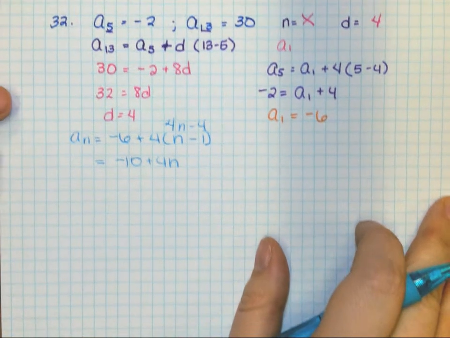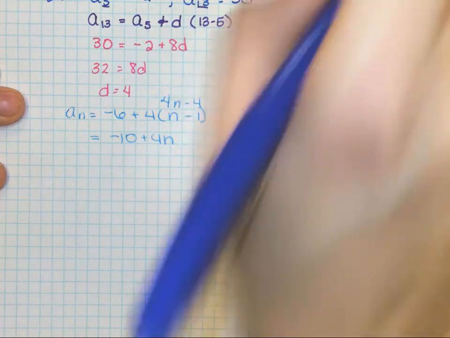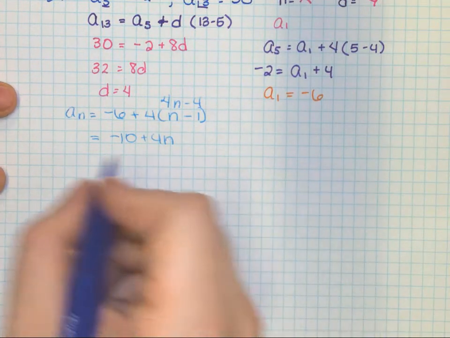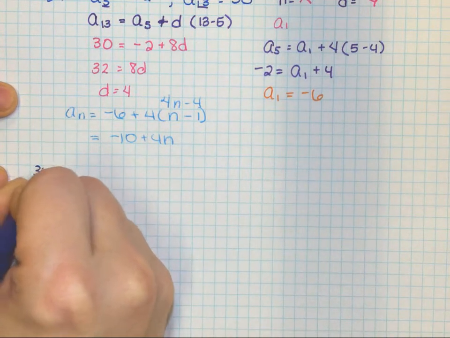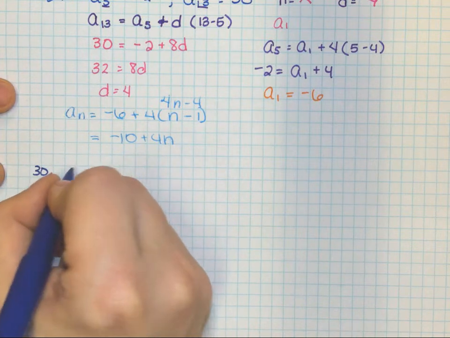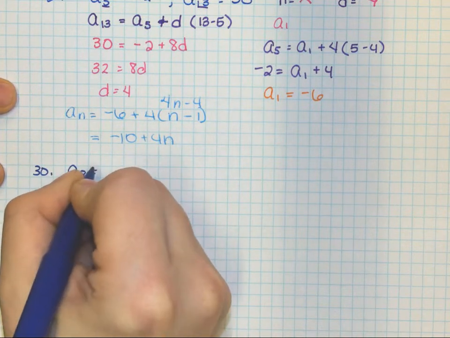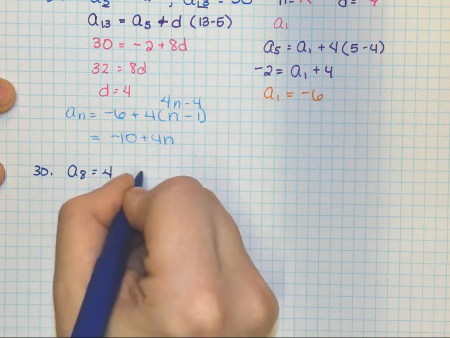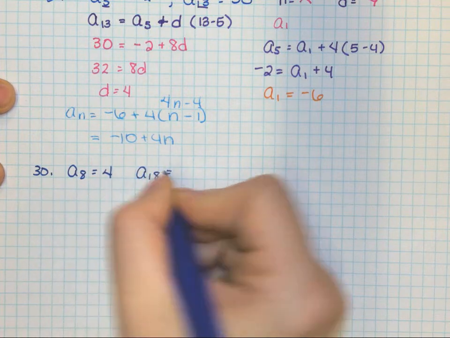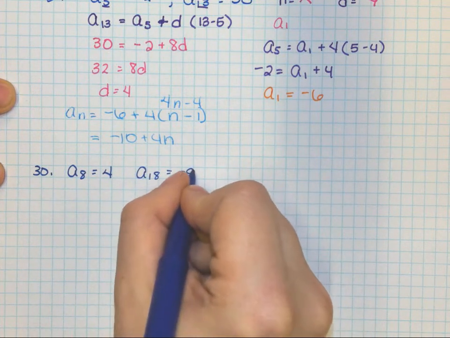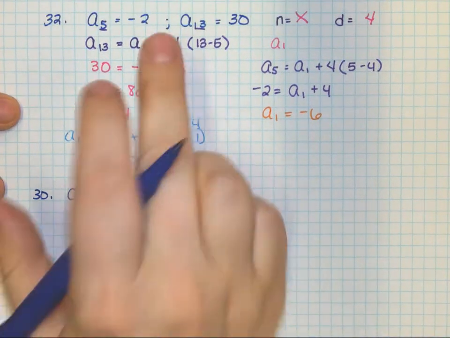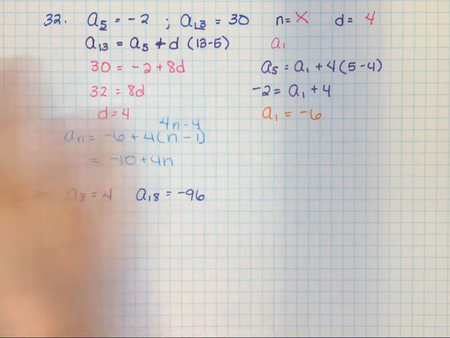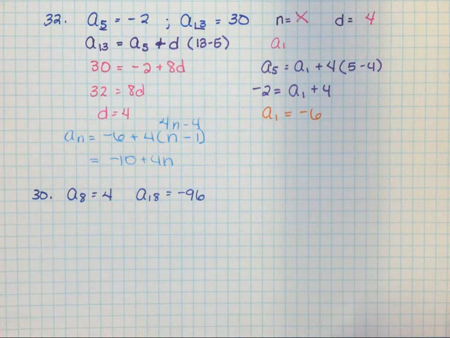Yes? 30. 30 gives us a very similar, same set of instructions. So the 8th term here is 4. The 18th term is negative 96. So I'm going to do it just the same way I did this one. Just start chucking things into your equation and see what falls out.